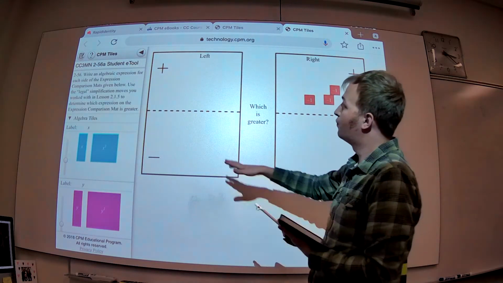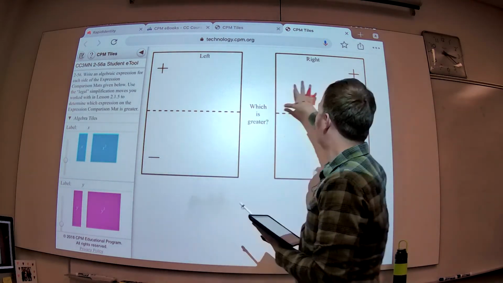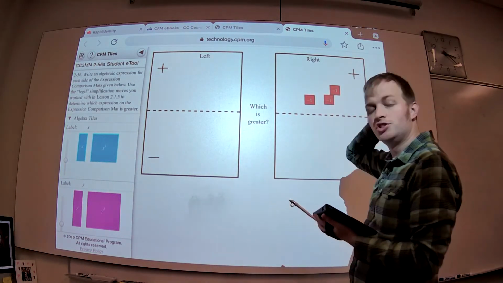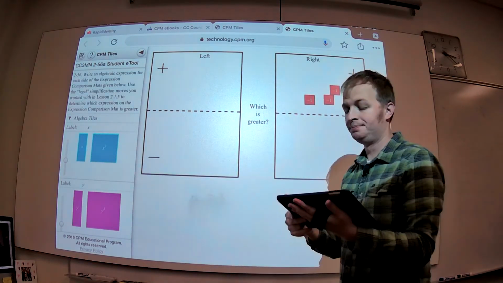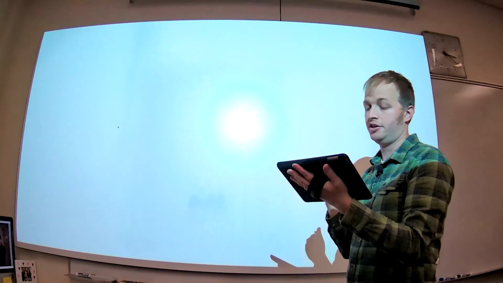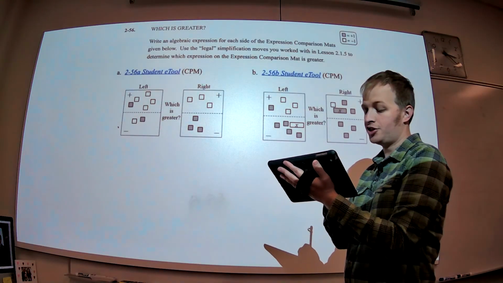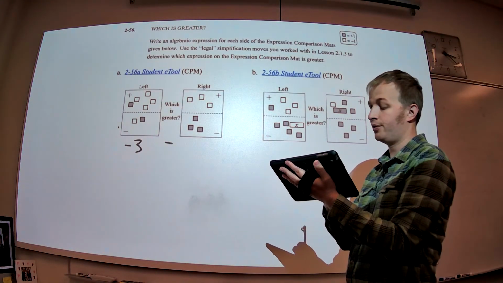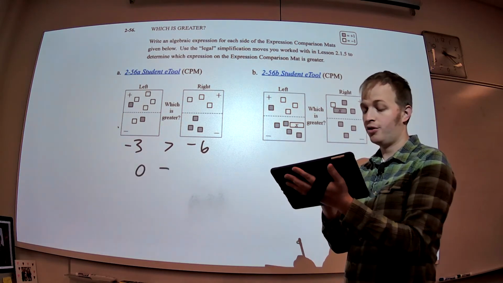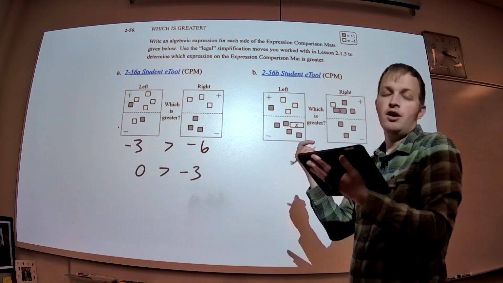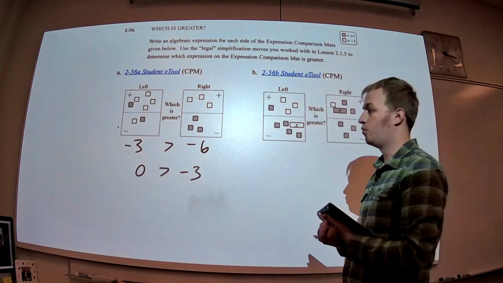And so then you'd be left with 0 tiles on the left side and -3 tiles on the right side, which just even more clearly shows how the left side would be greater in this situation. So as far as the expression, if you wrote the expression as -3 is greater than -6, perfectly great with me. If you write it as 0 is greater than -3, also perfectly great with me.